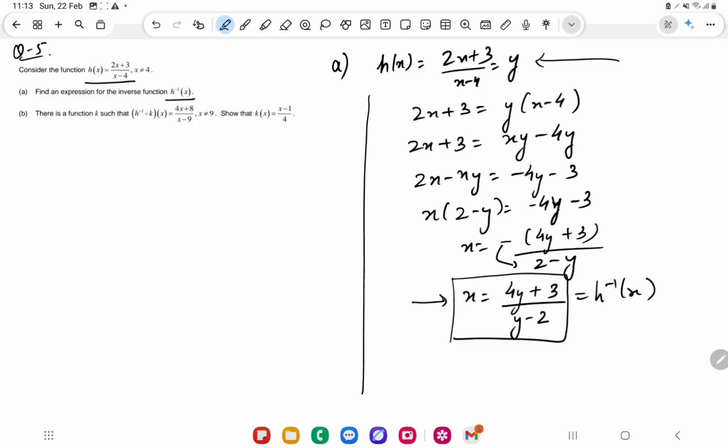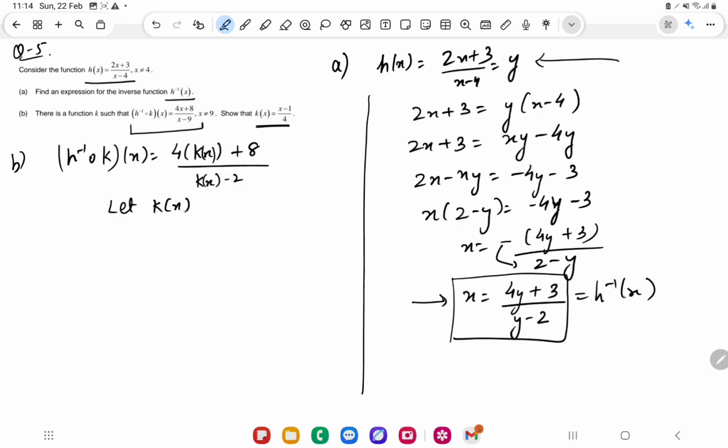Now for the b part of the question, it says there is a function k such that h inverse of k inverse, which means it is a composite function given to me, and I have to show that my k(x) is (x minus 1) upon 4. So let's first start with writing the composite function. So my composite function means instead of x, I am putting right now k(x) to get to the answer. You can write k(x) in the bracket also. That is the correct way to write.